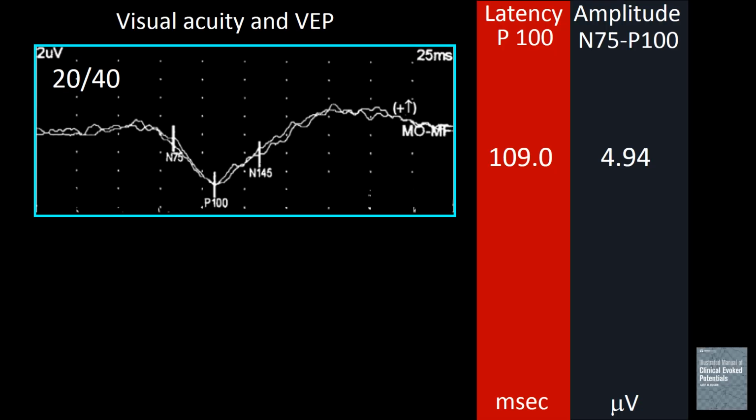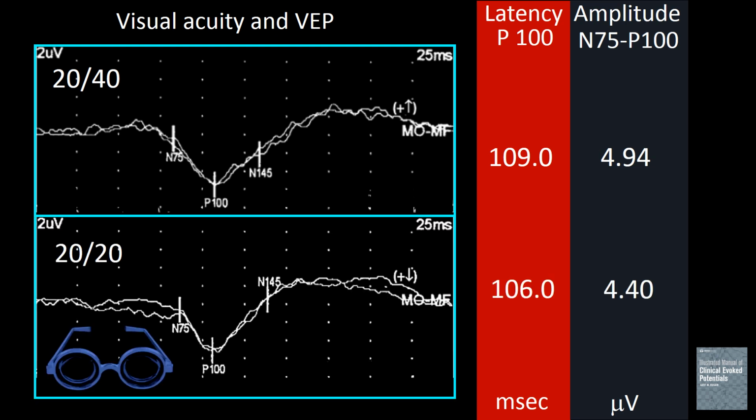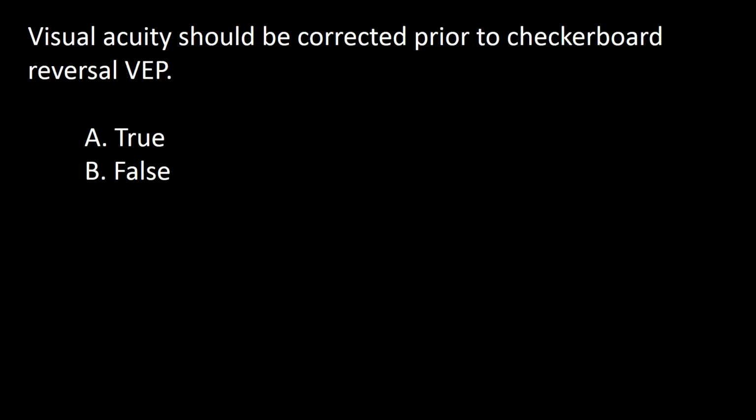This visual evoked potential was obtained with the subject having an uncorrected vision of 20/40. P100 latency was 109 milliseconds. Amplitude was 4.94 microvolts. When vision was corrected to 20/20, latency decreased to 106 milliseconds and amplitude became 4.40 microvolts. So the answer to this question is A, true.